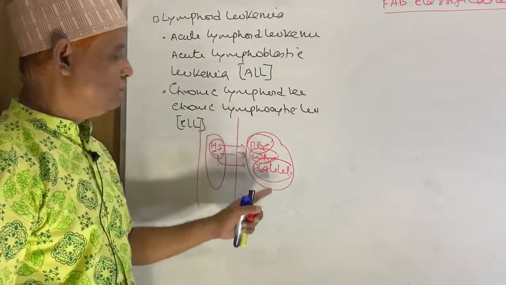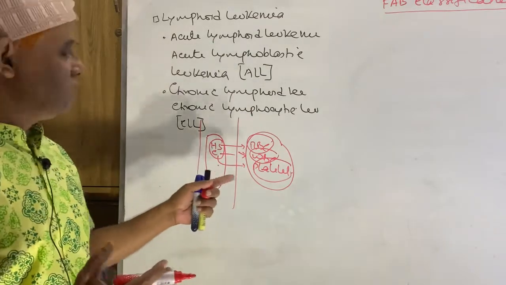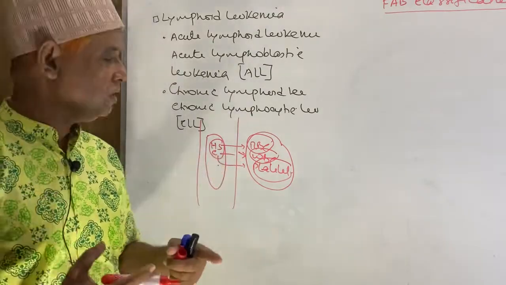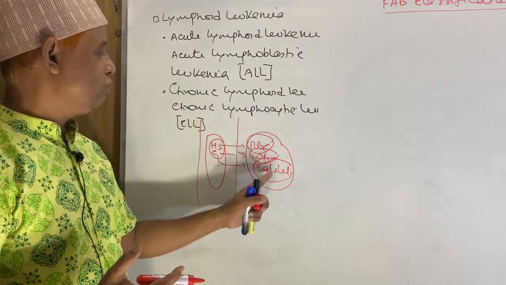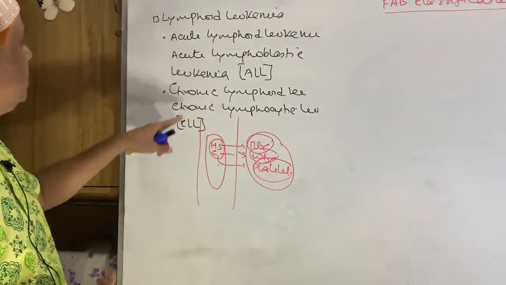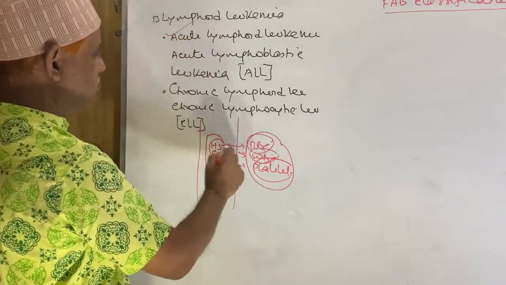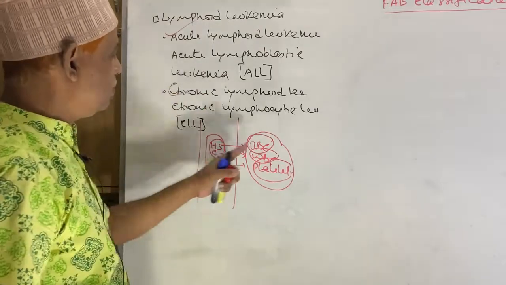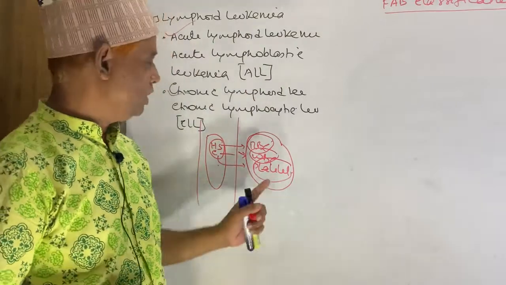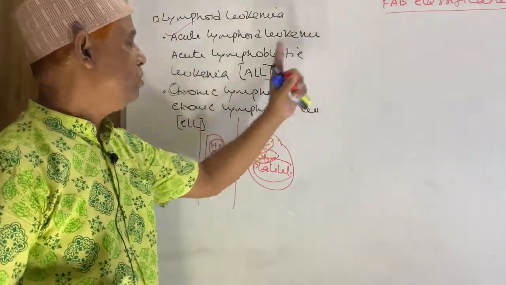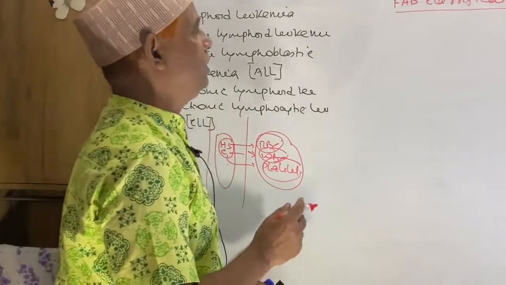As RBC, WBC, platelet all are derived from the hemopoietic stem cell, and leukemia is nothing but the cancer of hemopoietic stem cell, there should be leukemia of RBC, leukemia of WBC, leukemia of platelet. But up to this classification, we got leukemia of lymphoid series, leukemia of myeloid series, but no leukemia of RBC, no leukemia of platelet. So if we go through the FAB classification, we can get leukemia of RBC and leukemia of platelet also. Now come to FAB classification.